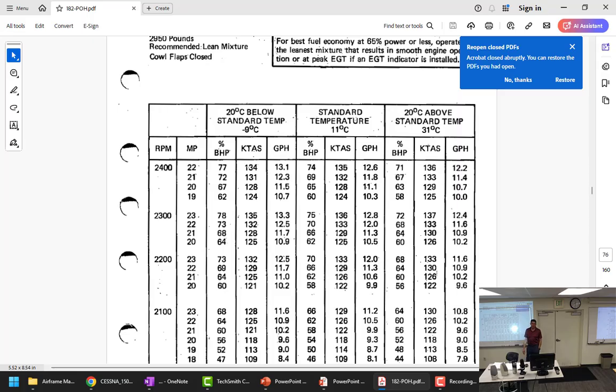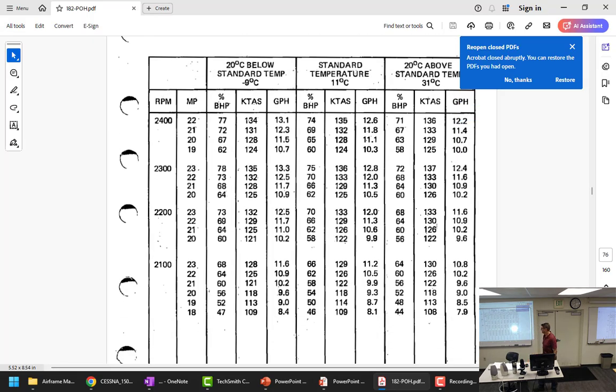I'm going to cruise at 65% horsepower on a standard day. What can I do? Well, I've got all kinds of choices. I can go 2,400 RPM, which is red line. I can do 23, I can do 22, I can do 21. You choose. You get to pick. Which one do you want to pick? 22. And that's how it works. I think today I'll do 22. Pick based on your fuel rate.